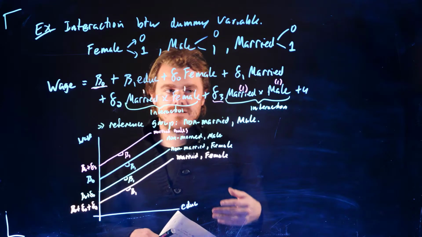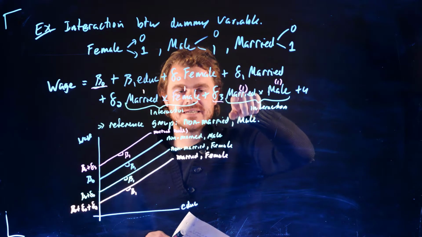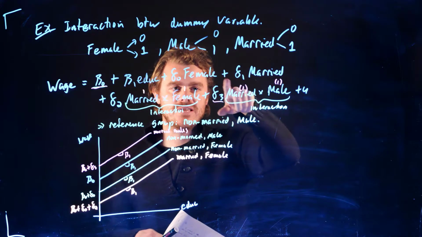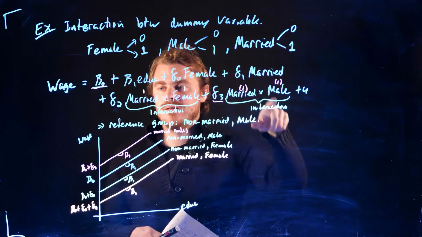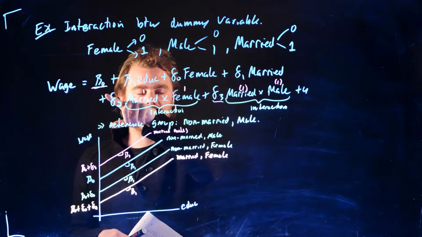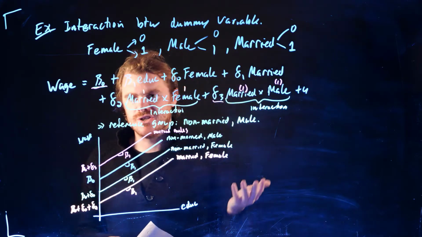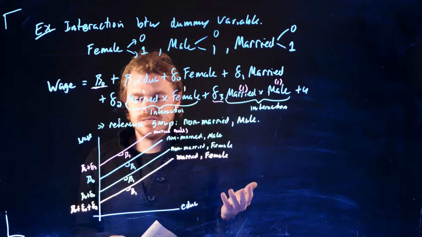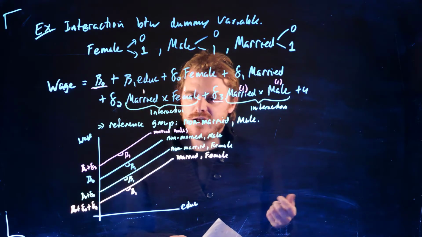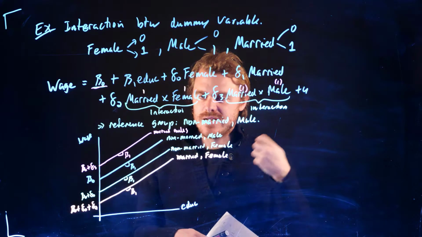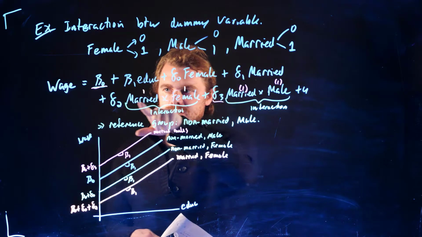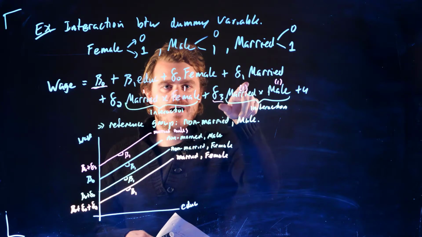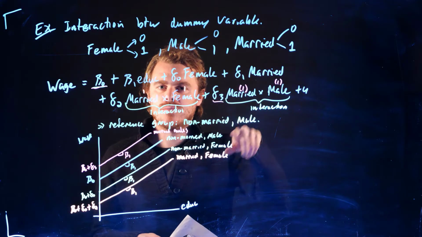So again, this delta 3 is capturing the average difference in wages between a married male and a non-married male holding education constant, for instance. So again, the interpretations depend on the reference group. And so we need to make sure we understand how to come up with the reference group, which is what's going to hold if all these dummy variables are equal to 0.